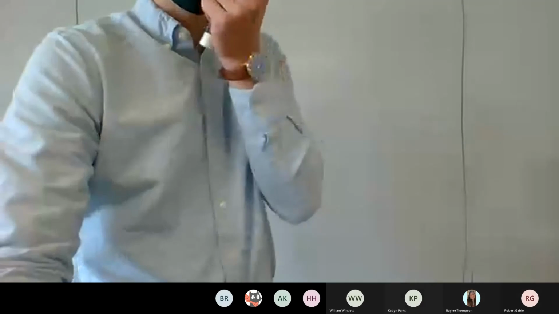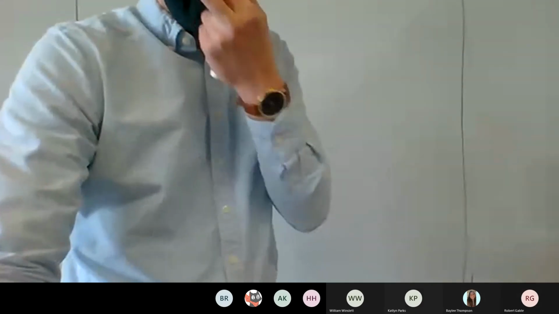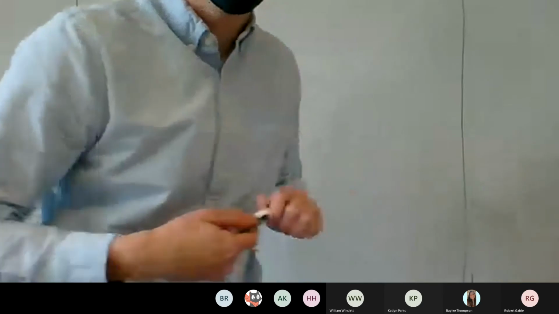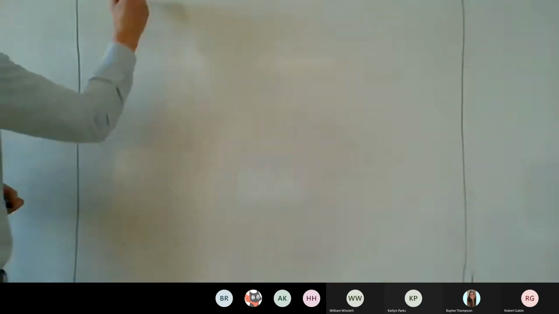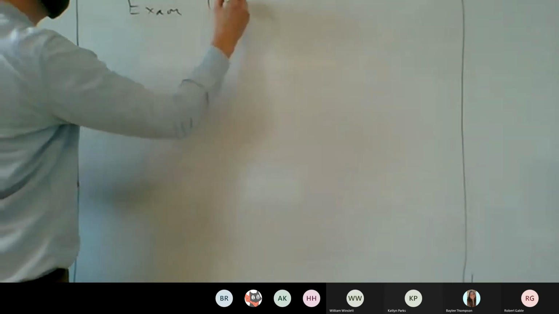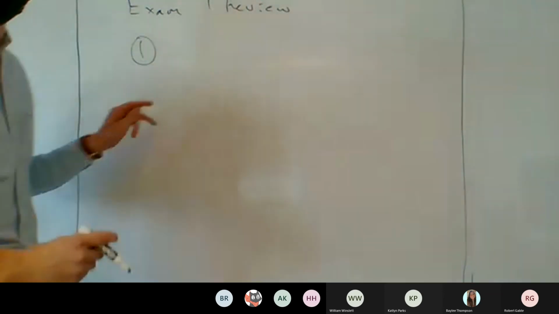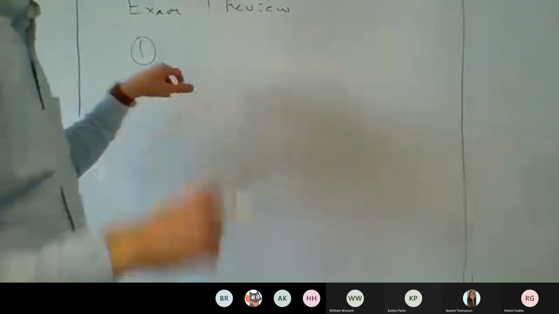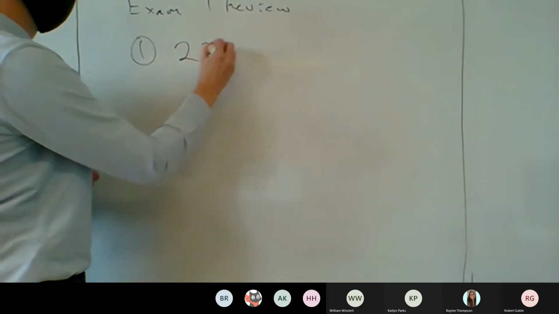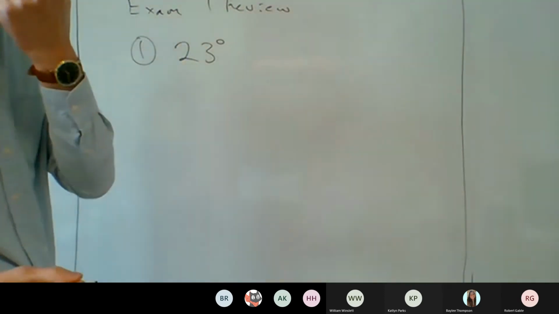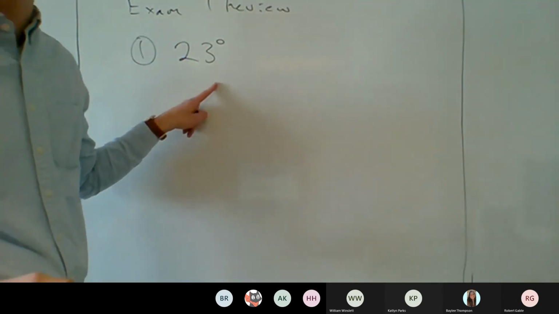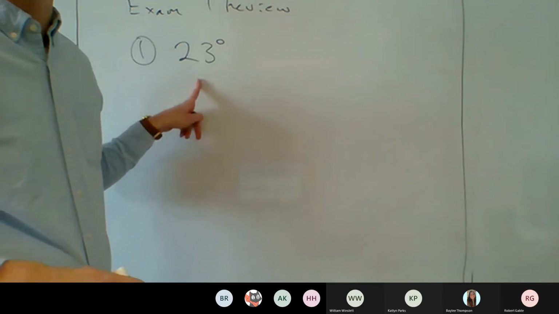Okay, so let's quickly go over the exam. First problem, so this is exam 1 review. The first problem says, and I'm going to be going through this quickly, so I'm going to be abbreviating the problem. Convert this to radians. Okay, so we're converting this to radians. Find the radian measure of this angle.